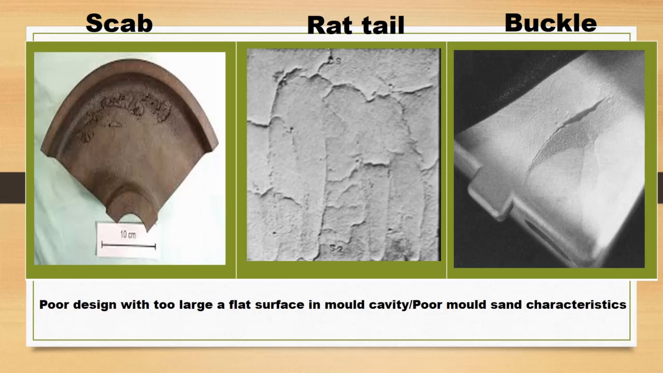Scab, rat tail, and buckle. These defects are caused by expansion of sand on the mold surface. Due to the heat of the filling metal, the upper layer of sand in the mold cavity may crack and open up. A rat tail appears as an irregular line due to a crack in the thin layer of molding sand. Casting surfaces on both sides of the rat tail will be at different levels. Buckles are more severe compression failures or cracks of the sand surface or shallow depression. A scab is a rough thin layer of metal extending over the casting surface. Scabbing tendency of sand can be remedied by using cushioning agents such as wood flour or cereal, which burns out, leaving voids into which the sand can expand. It is due to poor design with too large a flat surface in the mold cavity, or poor mold sand characteristics.